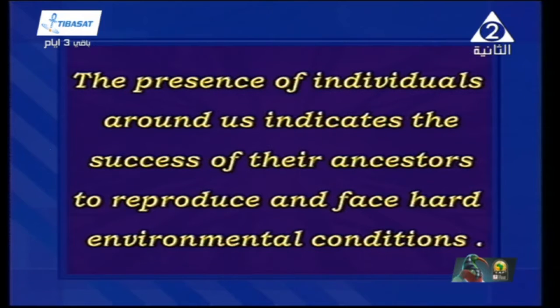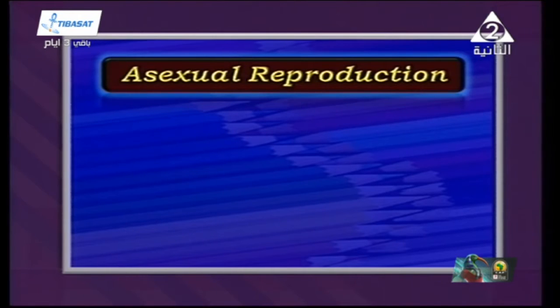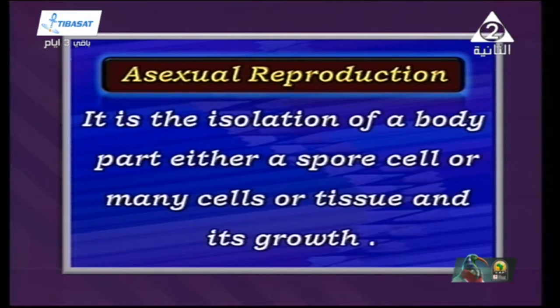Right now, we're going to start the methods of reproduction. Actually, we have two main methods. Number one, we're going to start with asexual reproduction. Asexual means that we need just one individual. Asexual reproduction is the isolation of a body part, either a spore, a cell, many cells, or tissue, and its growth.